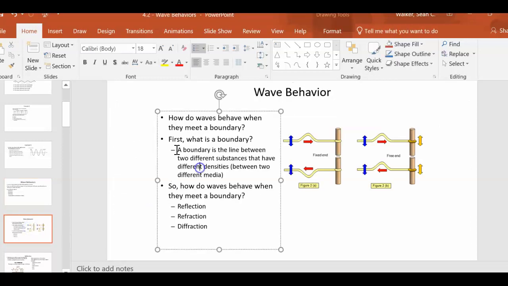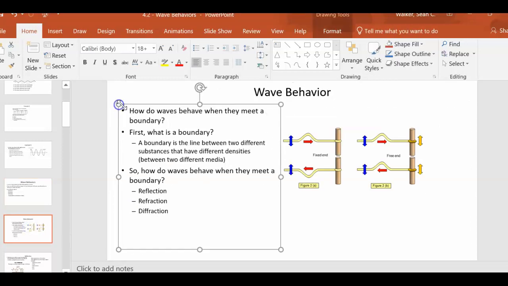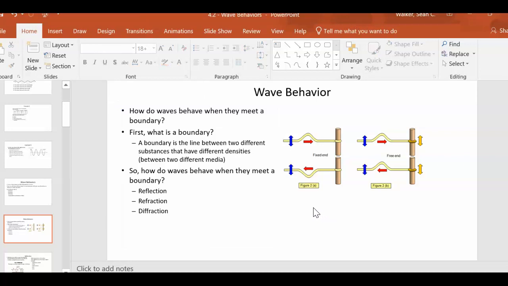All right, so first of all, the general premise of what we're talking about here is how do waves behave when they meet a boundary, what we call a boundary. And so what does that mean, a boundary? A boundary is basically the line of separation between two different substances, what I call two different media here in the notes. Media is just like the plural of medium. Okay, so when I say two different media, I'm saying like two different materials or two different objects. So a boundary is just a line of separation between two different substances.